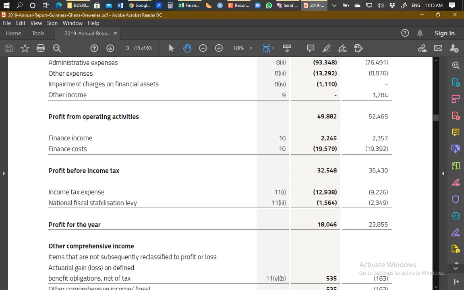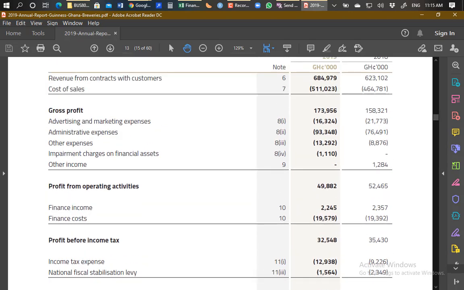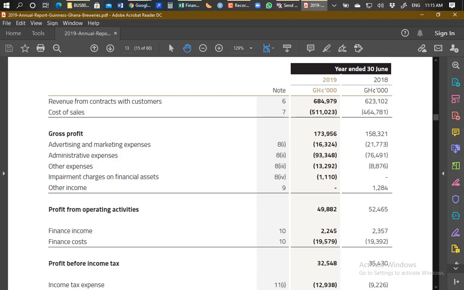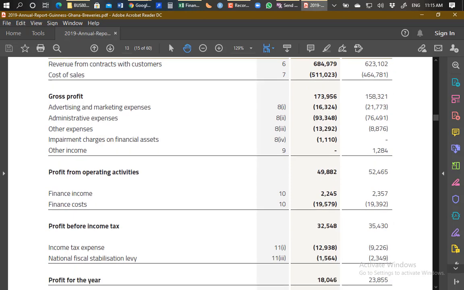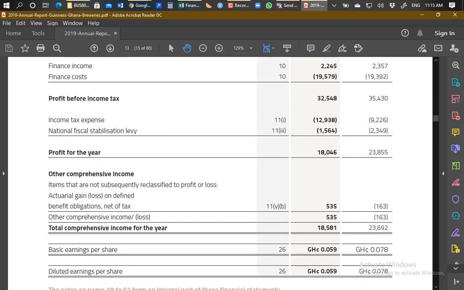So the net profit for Guinness for 2019 is 18,046,000 Ghana cedis. And always remember the currency notation here. This is Ghana cedi in thousands. It can be in millions. So when you are using the figures, you always have to remember that the figures you are seeing on the face of the statements are in thousands. So this is 18,046,000. In other words, 18 million plus. That's the profit for 2019. This is the comparative profit for 2018.